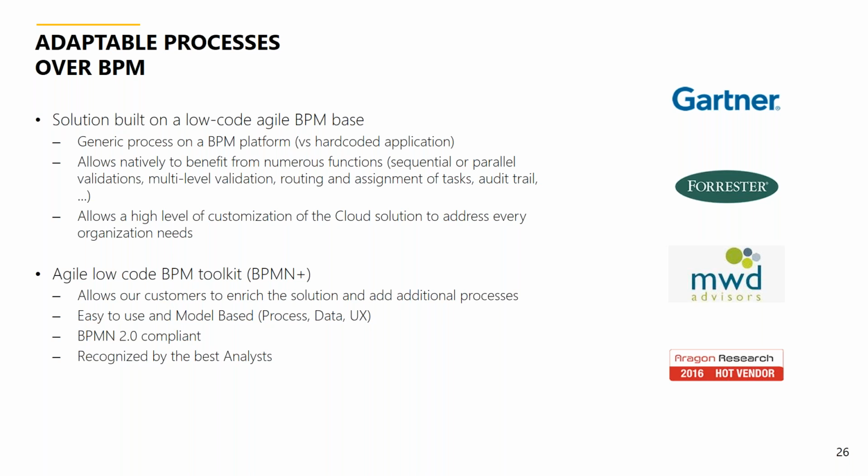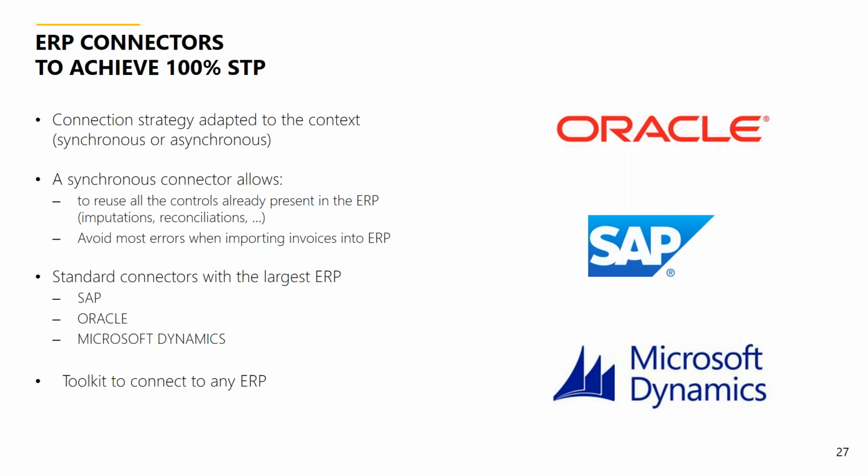We're going to move on to integration. And how do we integrate? And why is integration important? Because we have to do it. I've put the three biggest ERP vendors up there on the right-hand side of the screen, Oracle, SAP, and Dynamics. There are many others, and we integrate with pretty much all of them.